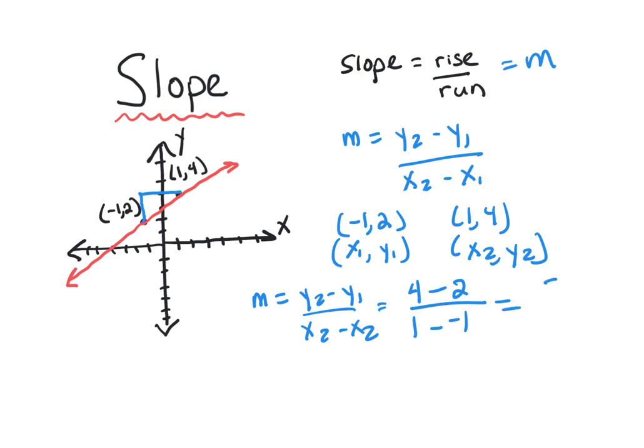So 4 minus 2, we know that's 2. 1 minus -1 becomes 1 plus 1, which is 2. 2 divided by 2 is 1. That means we're going to go up 1 over 1 to get from one point to the next point.